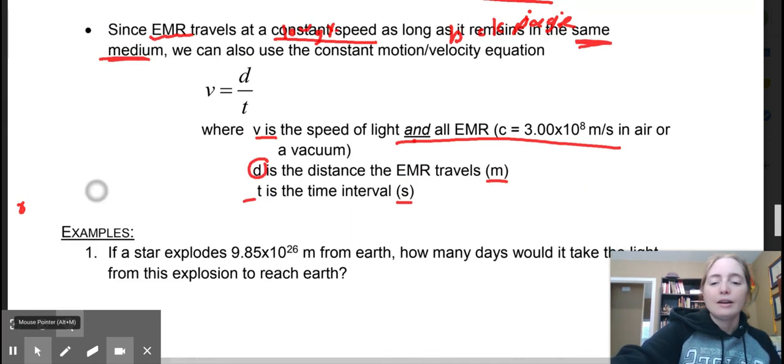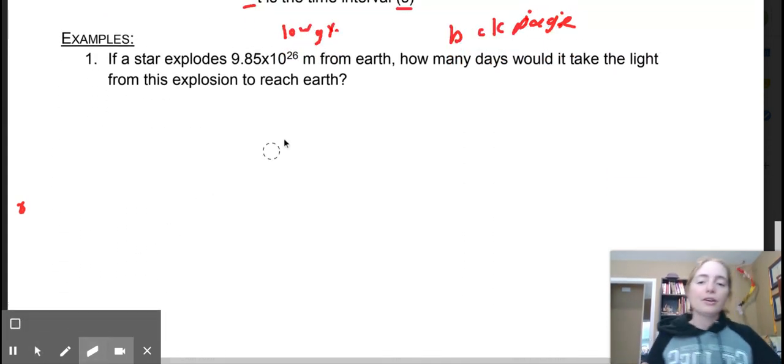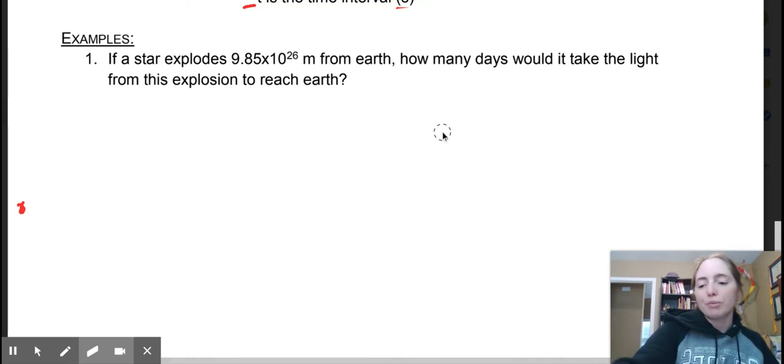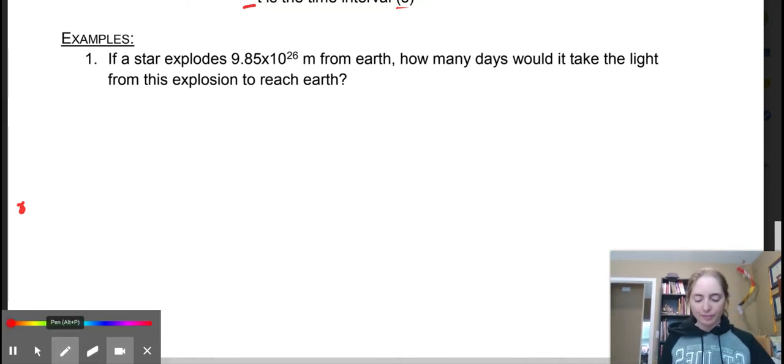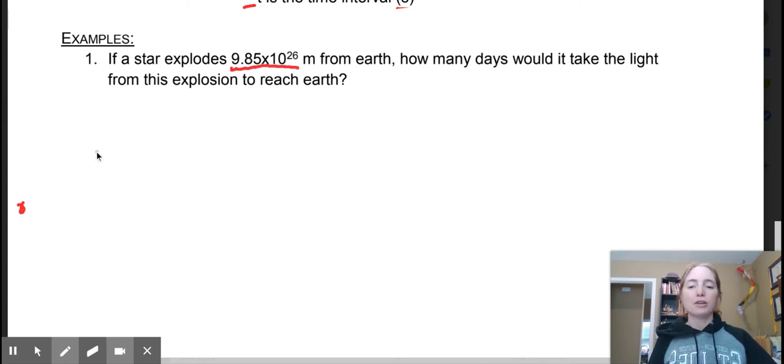All right, so we're going to look at a couple calculations. Nothing nearly as tricky as some of the stuff we've done so far. So this is a bit of a calculation break for you guys. Okay. So a star explodes. Yeah, supernova. And it is that many meters away from Earth. That's a long way from Earth.